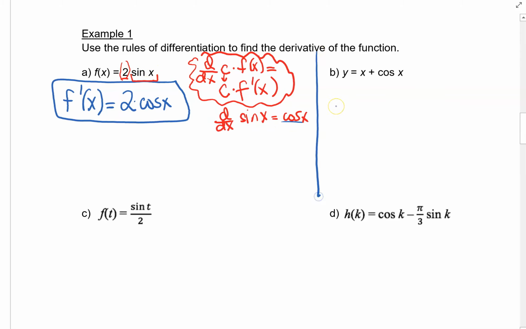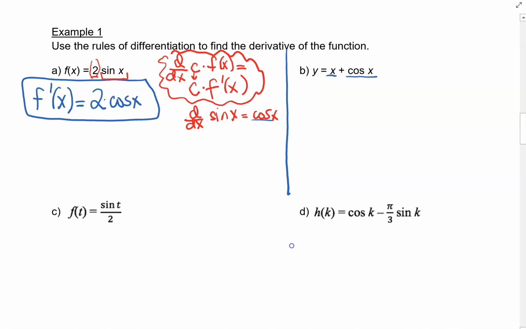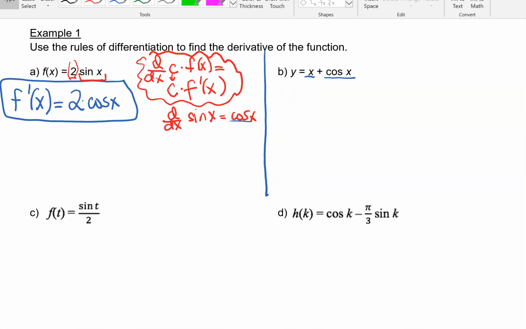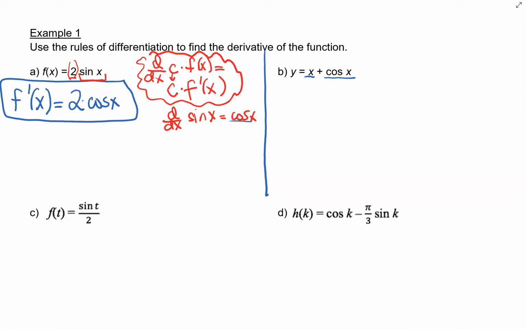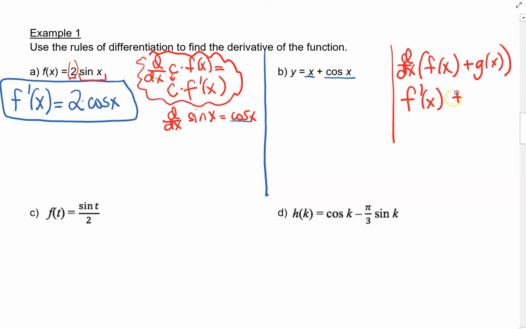Over here in B, we have a linear function plus the trig function. So we have another derivative rule that we learned in our last video called the sum and difference rule. The sum and difference rule says, okay, if you're taking the derivative of the sum of two functions, so one function plus another function, then you basically just take the derivative separately and add them together. So we can think of x as our f of x, we can think of cosine as our g of x, and take each of their derivatives separately and then add them together.